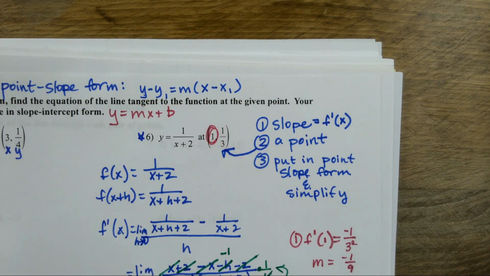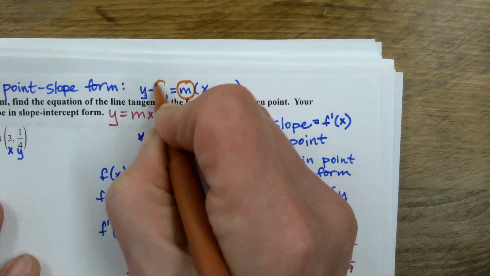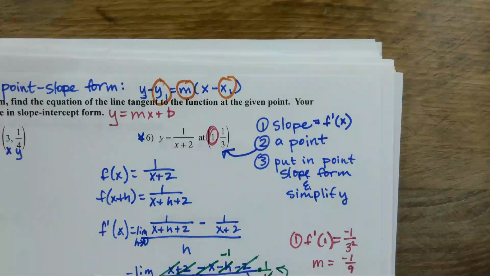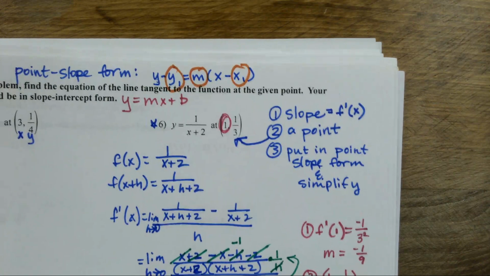So I plug in my slope and I plug in my x1, y1. Those are the things that are going to change. The y and the x will be in every equation all the time, just like they would be in a y equals mx plus b form. Okay? Okay, let's do number 7.